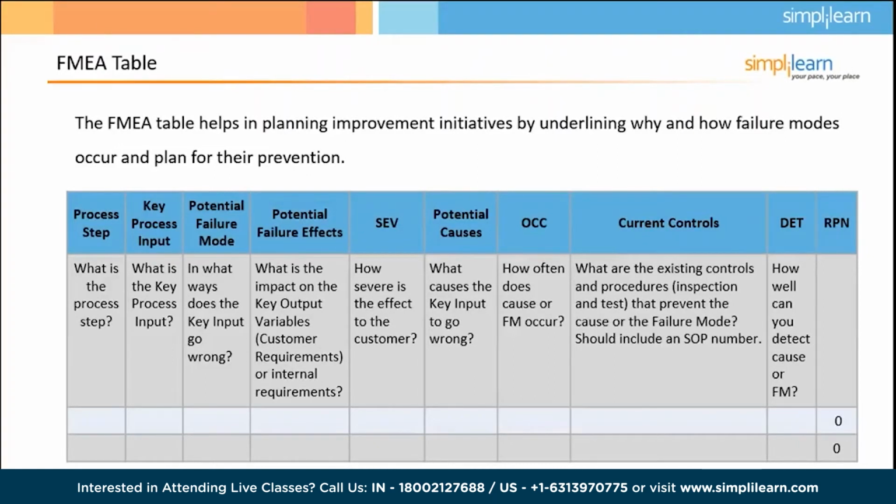What's the key process input? In what ways does the key process input go wrong? What's the impact on the output variable, the customer requirements? How is the customer impacted if this fails? How severe would that effect be on the customer? What causes the key input to go wrong? How often does it occur? What are the existing controls and procedures that might prevent the cause or the failure from happening? And how well can you detect or prevent that failure mode from happening? And then when you take the severity on a scale of 1 to 10, occurrence and detection, you multiply, you get that risk priority number.